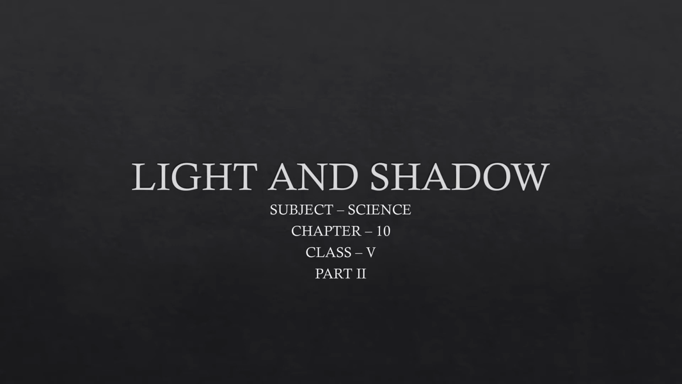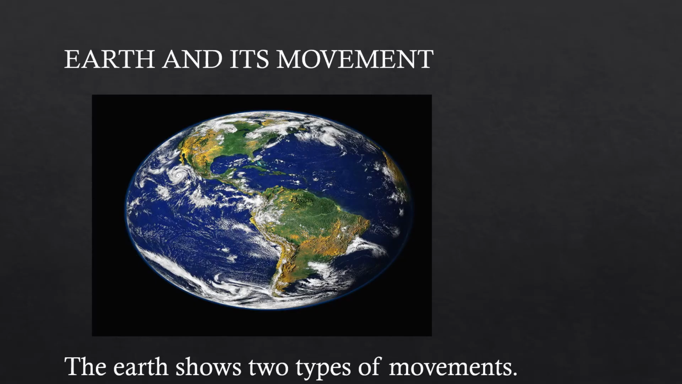In the previous part, we learnt about what light is, what are the different objects that allow different amounts of light to pass through them, what is shadow, how shadows are formed, and about the length of shadow. In this part, we will move further. Earth and its movement.